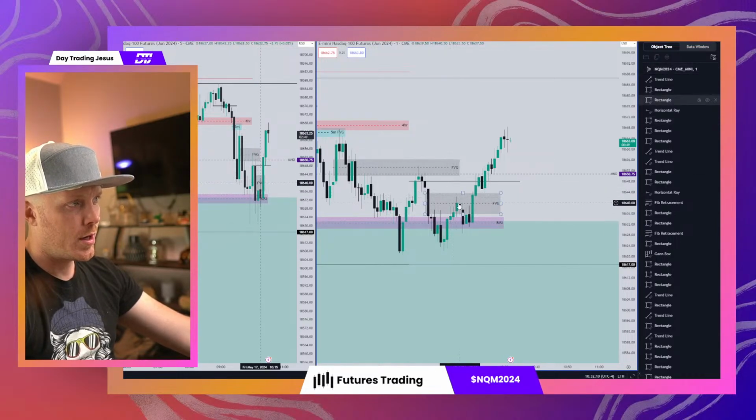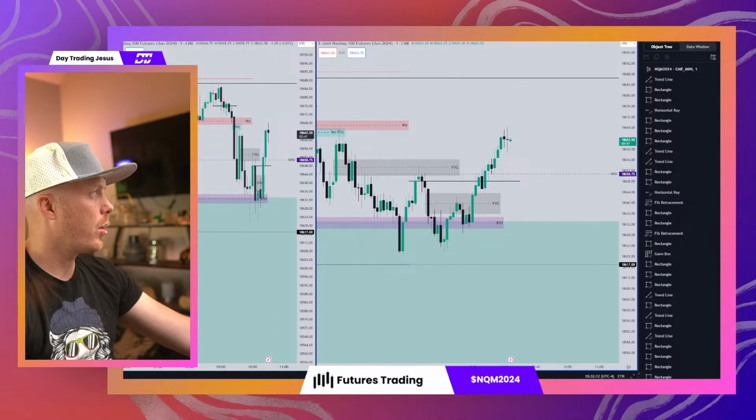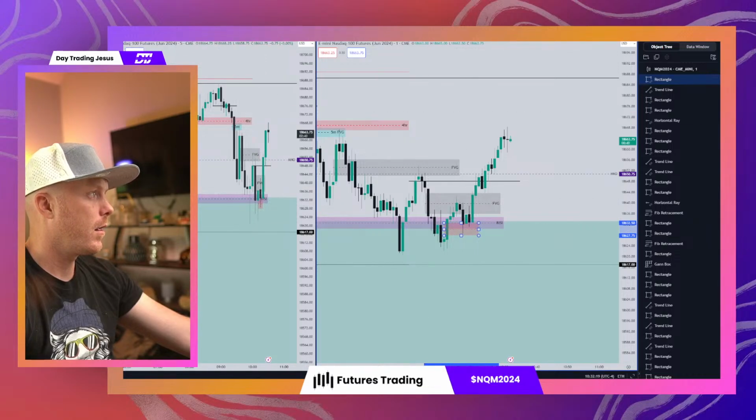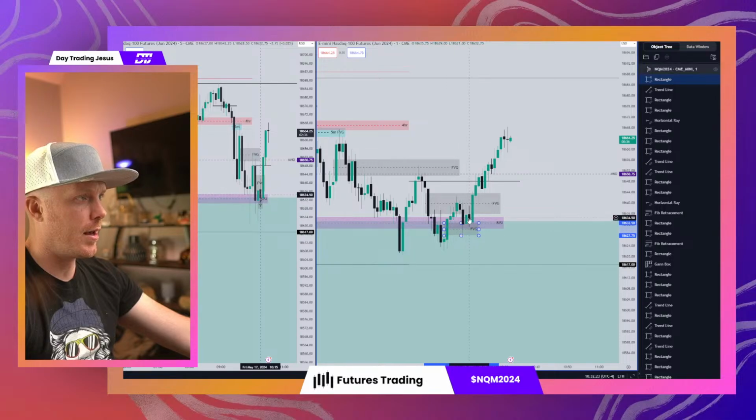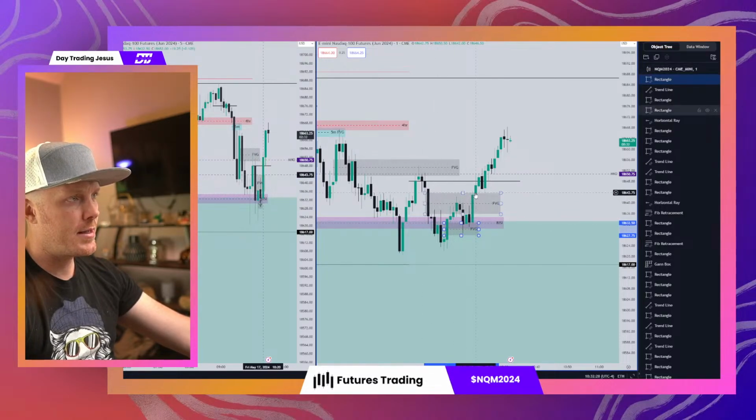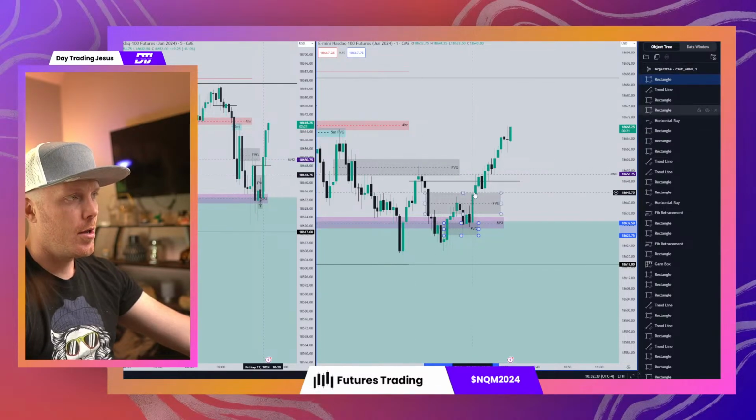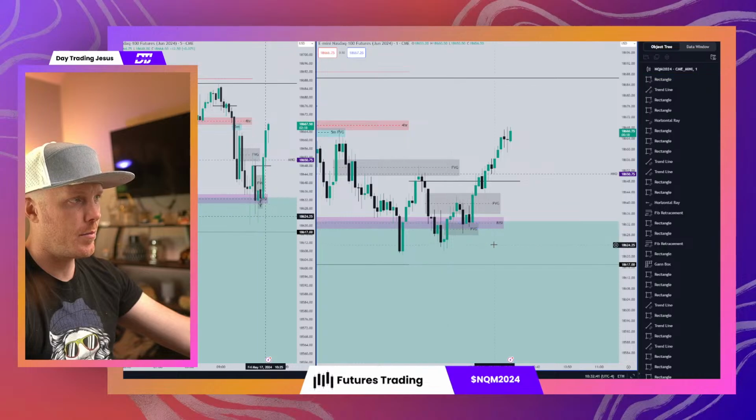But what do we do? We come back down. We find support on another fair value gap, this fair value gap right here. When you bounce off of a fair value gap and then break through the inversion, that makes this more attractive. So this would have gone from a B plus setup to an A plus setup, targeting this high right here because of this fair value gap.